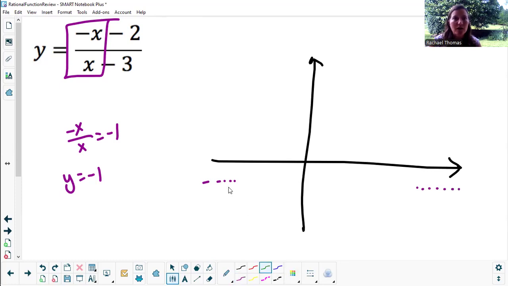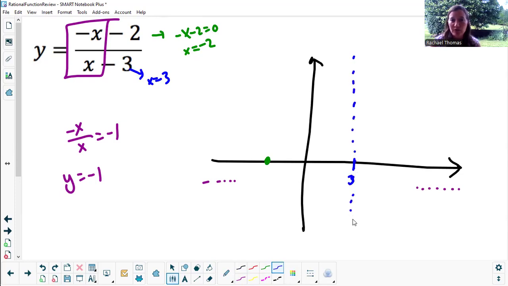There we go. My top, negative x minus 2 equals 0, happens when x equals -2. So I've got a 0 at -2. The bottom is going to be 0 when x equals +3. That's my vertical asymptote. Remember, zeros of the denominator give me vertical asymptotes. Zeros of the numerator give me zeros.